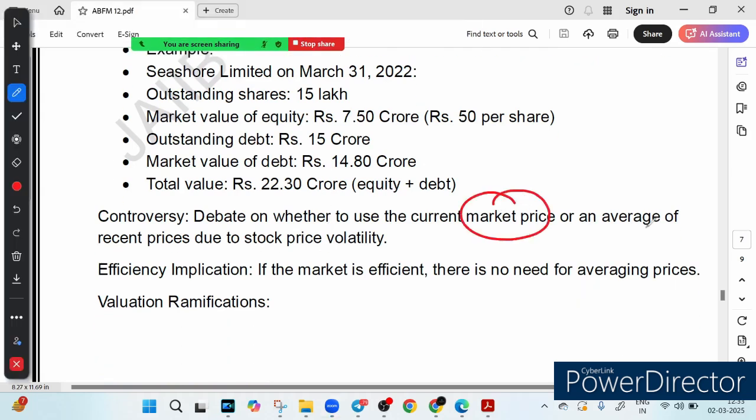So there is market price, there is average price. Stock price keeps changing, right? Today it is rupees 50, tomorrow it could be 55, or tomorrow it could be 45. So should we choose the latest price or an average of the recent prices?